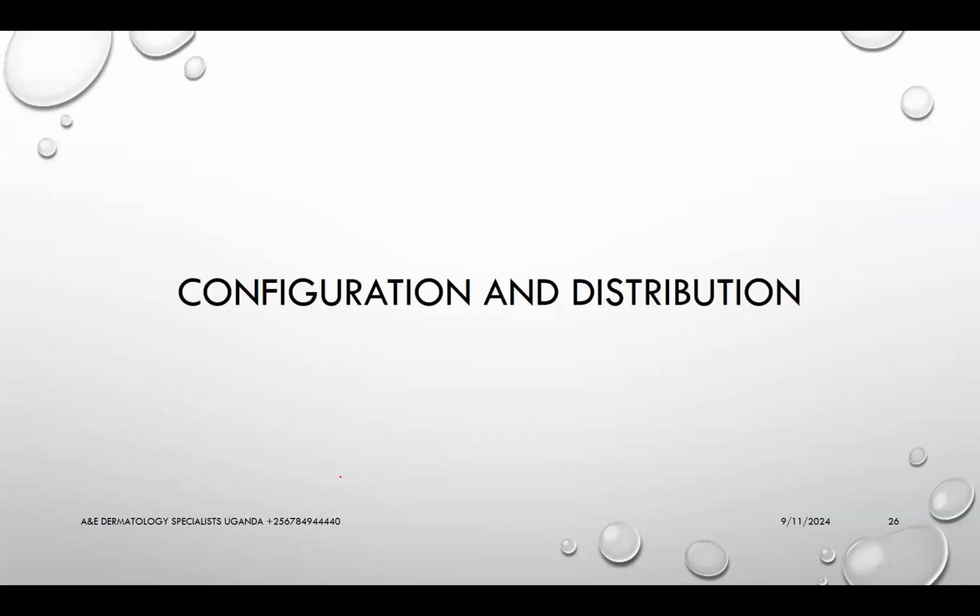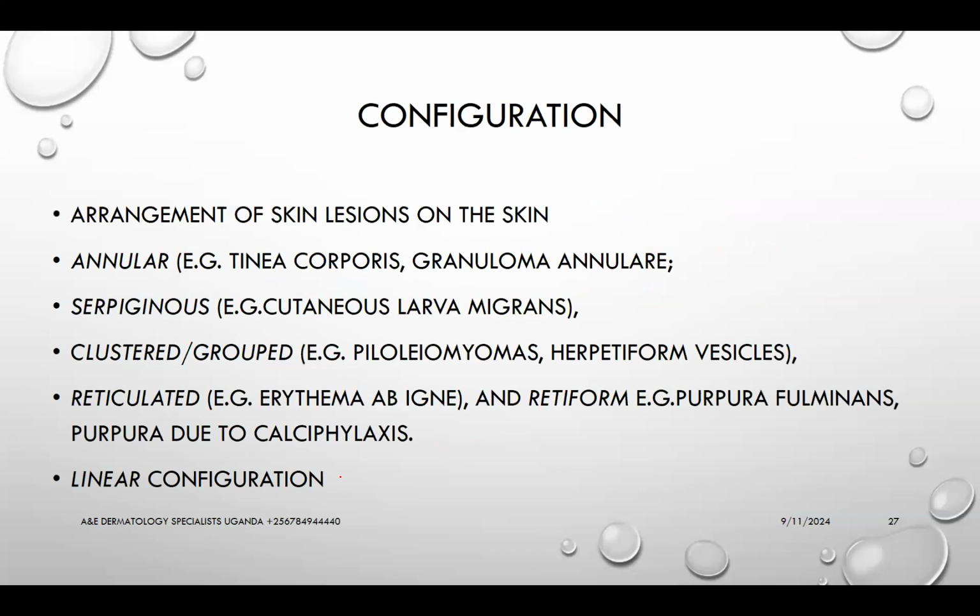So when you go to disease configuration and distribution, this is very important in dermatology, because the configuration and distribution of disease also gives us a clue on diagnosis. So configuration just simply means how is the skin lesion arranged on the skin. Remember this word: configuration is the arrangement of skin lesions on the skin. So we have different configuration patterns.